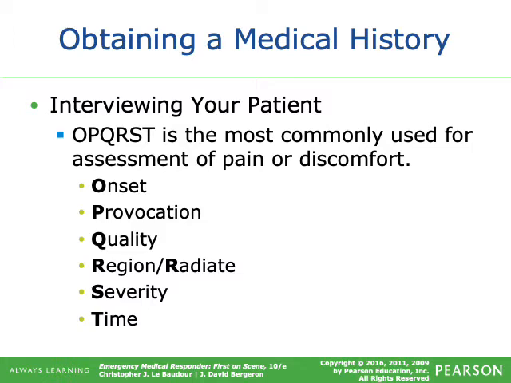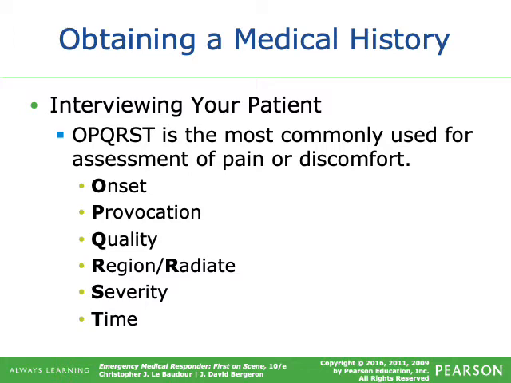All right, interviewing your patient continued. OPQRST is the most commonly used assessment of pain or discomfort. The O goes for onset. This means when did the pain or whatever symptom you're feeling start. P is for provocation. This means what makes it worse. Quality means describe your pain. Is it sharp? Is it dull? What does it feel like?